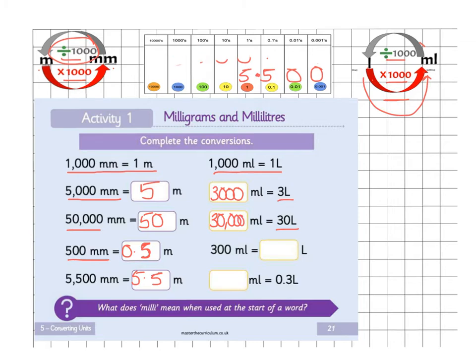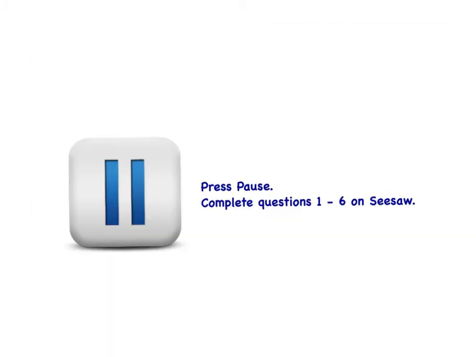300 millilitres into litres. We need to go the opposite way. We need to divide. So we're going to go 1, 2, 3, 0.3 litres. And this way we're going that way. So we're going to times by 1,000. And that would give us 300 millilitres. Okay, so try and complete questions 1 to 6 on Seesaw. Use the place value board to help you and that conversion diagram.